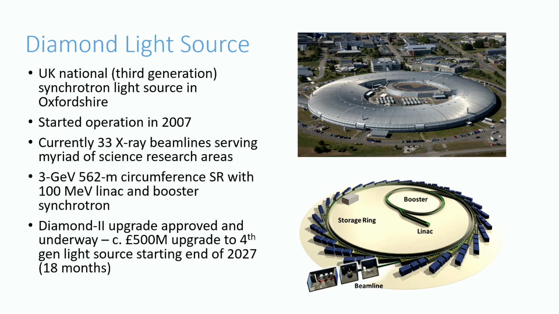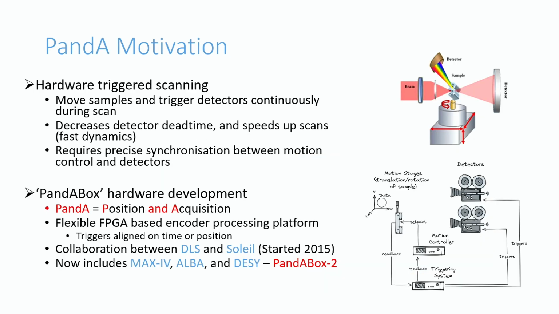This will start at the end of 2027, where we'll rip out most of the accelerators, replace them, and add some new beam lines. So there'll be a lot of work to do, and then we'll start up again, hopefully in 18 months following the start of the dark period.